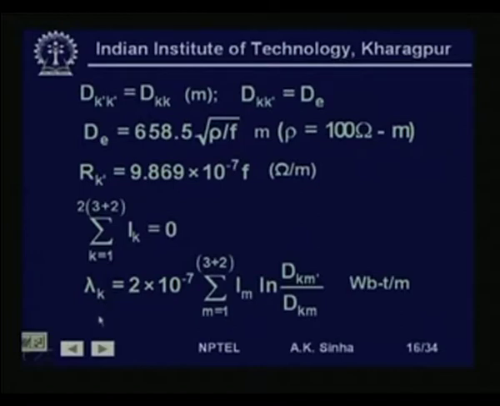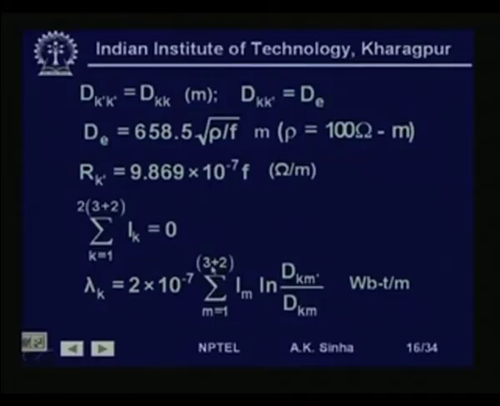Now, for such a system we can find out the flux linkage for any conductor very easily, and lambda k in this case is given by 2 into 10 to the power minus 7, sigma m equal to 1 to 3 plus 2, that is 3 phase conductors plus 2 ground conductors, I m log n d k m dash, that is the distance from the conductor to the image conductors, divided by d k m, the distance between 2 overhead conductors, and these include the ground conductor as well.